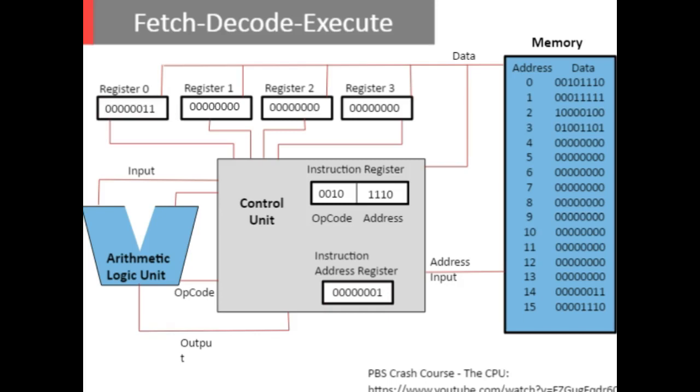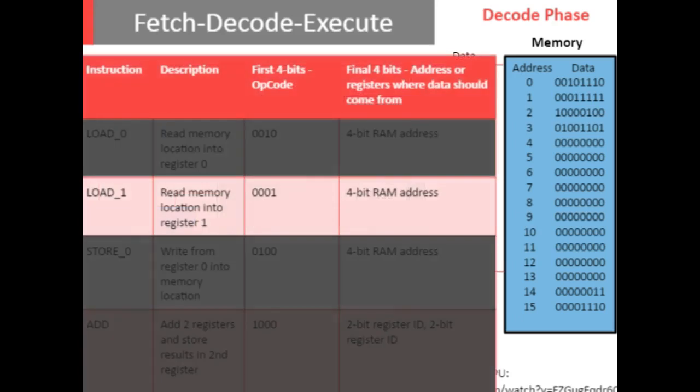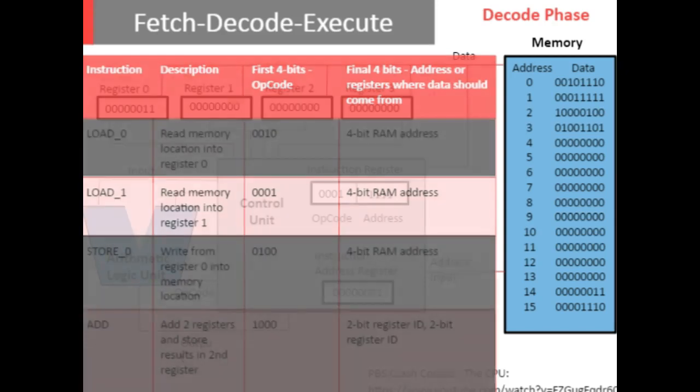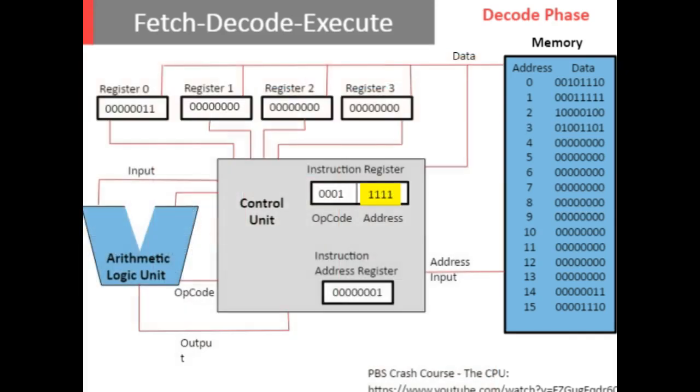We begin the second cycle by fetching the instruction in memory location 1 and loading it in the instruction register. The control unit then decodes it. This time, the opcode 0001 is the code for load 1. Read an instruction from the memory location provided and place it in register 1. The address provided is 1111 or 15 in decimal. With the second instruction decoded, the control unit executes the instruction by configuring memory to load the value located in address 15 into register 1. The instruction address register is incremented to 2 and the second cycle is complete.